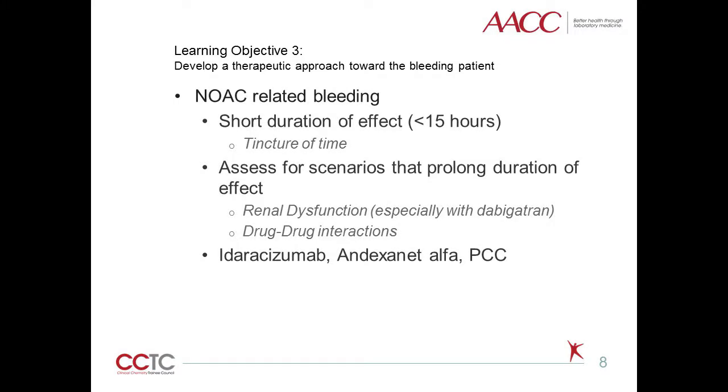Identifying the specific agent, time of last dose, recent changes to the medication regimen, and presence of renal impairment are key toward approaching NOAC-related bleeding. If the patient is on a factor Xa inhibitor and the last dose was over 24 hours ago, then approximately 2 half-lives have now passed and little residual effect is expected. If coagulation status fails to normalize as time passes, then an alternative etiology, e.g. DIC, underlying factor deficiency, etc., is likely present.